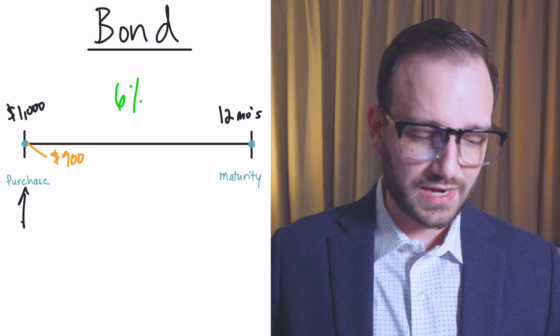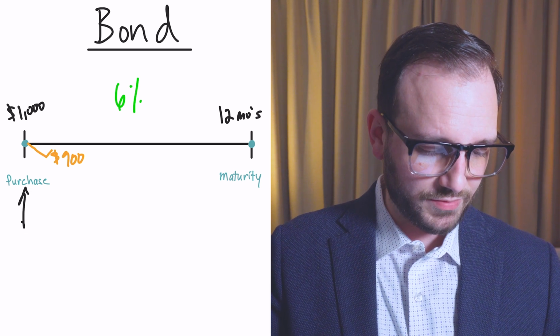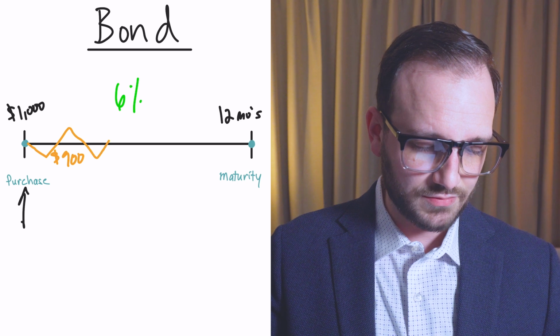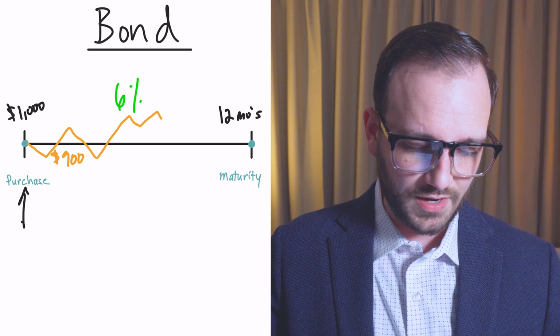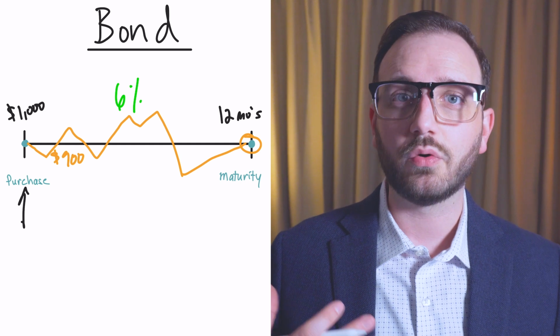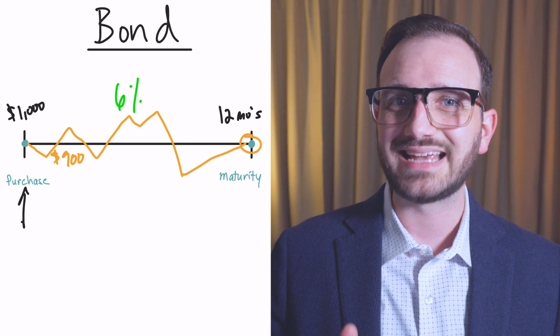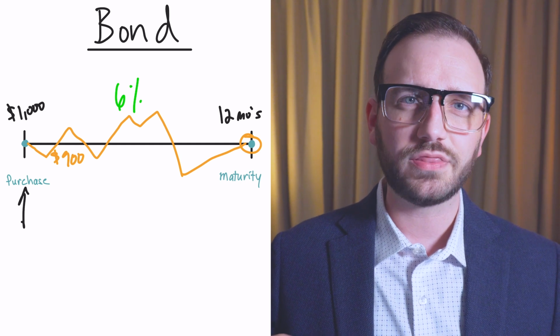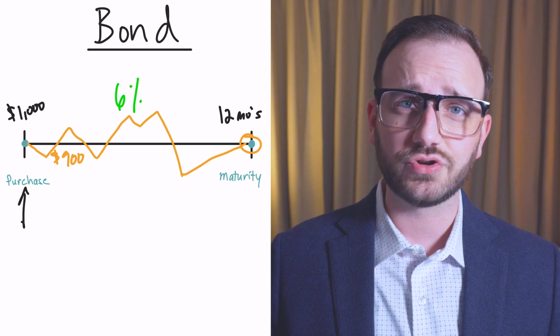And this is true as time goes on. You might find that the value of the bond goes up and then goes back down, up, further up, down, up, down. It always goes back to par value, or the original purchase price, at its maturity. That's one thing that's very unique about bonds that you should understand.